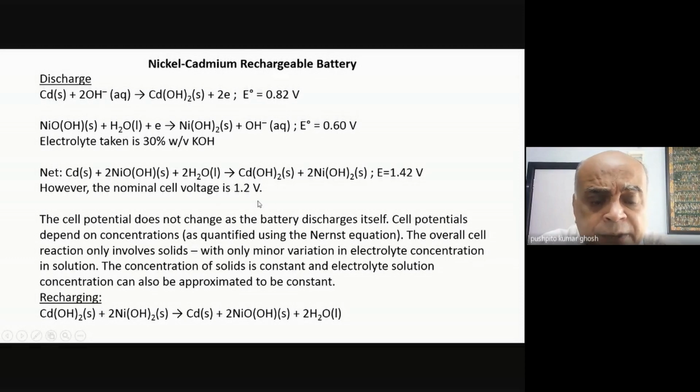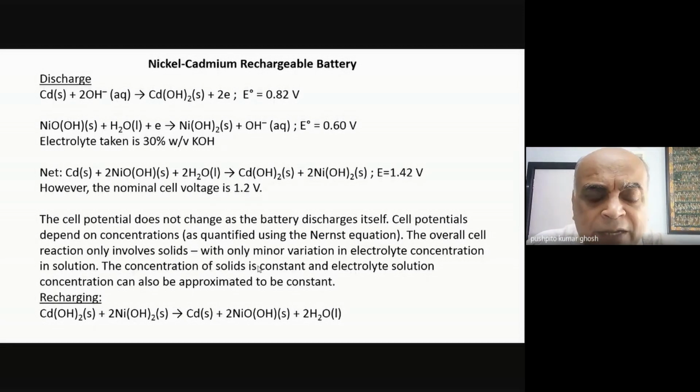And this battery, therefore, gives you a very stable output of 1.2 volt throughout, because all the rest is solid. Okay? These are all solids. They will not come into your Nernst equation. And so, because there is no real change taking place in your electrolyte, effectively, the battery voltage remains quite constant. So, this in a way is an ideal battery. And that's what you want a battery to do.